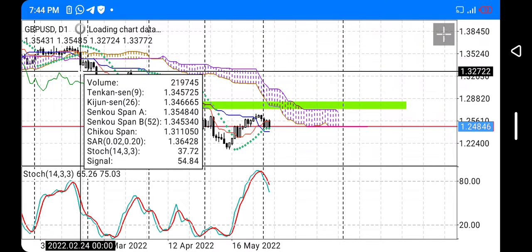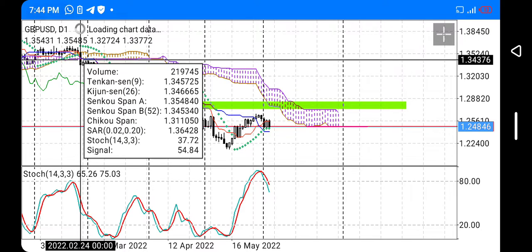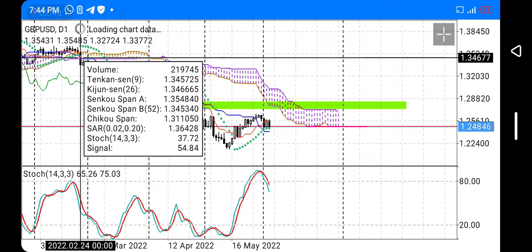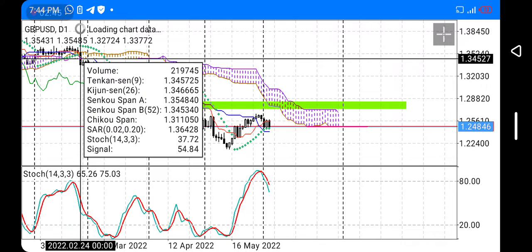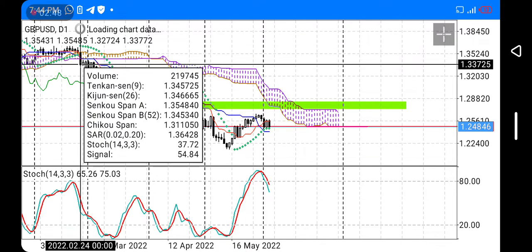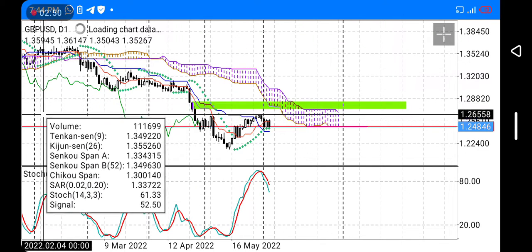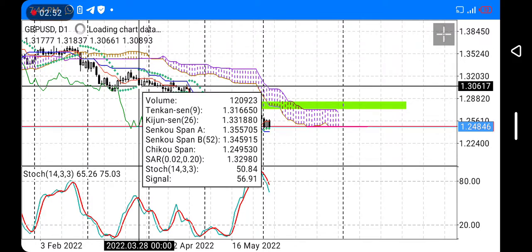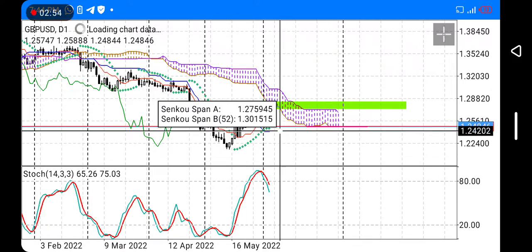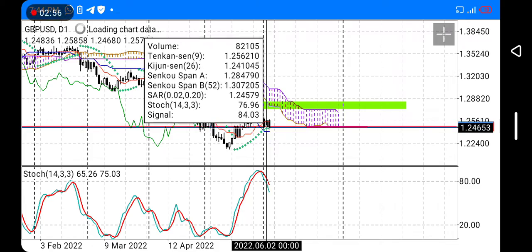And this is a very, very perfect candle. Why did I say that? I said this because this particular candle broke below the cloud, the Tenkan Sen, and the Kijun Sen all at the same time. And guess what? After this break, what happened? The market flowed so far down, as you can see. And right now we are here.